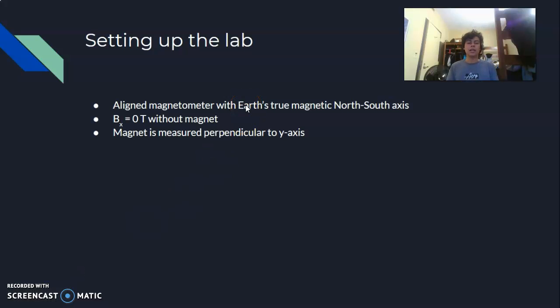Setting up the lab, we aligned the magnetometer with Earth's true magnetic north-south axis. I aligned my phone so that Bx is equal to 0 T without the magnet, and the magnet was measured perpendicular to the y-axis. We also found the location of the magnetometer on our phone by crossing tape. I took it off, but the tape was crossed just to show where it was.